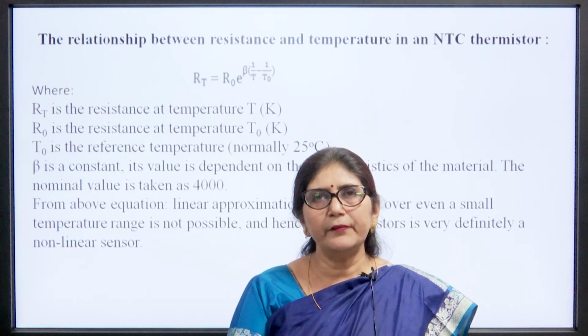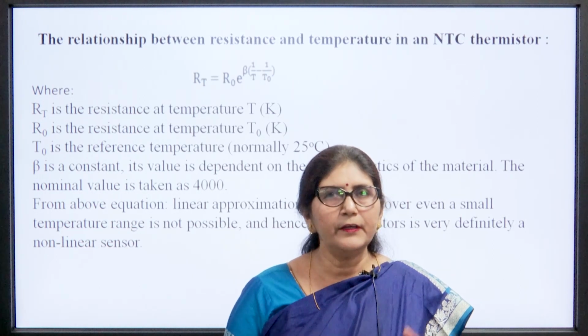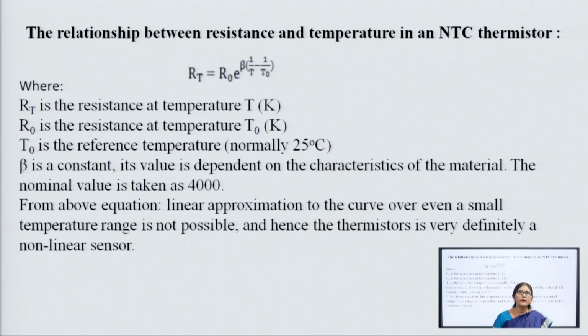The relationship between the resistance and temperature of the NTC thermistor. So, this RT is equal to R naught e to the power beta (1 by T minus 1 by T naught). This is the relationship between the resistance and the rise in temperature. Here R naught is the resistance at temperature T naught.